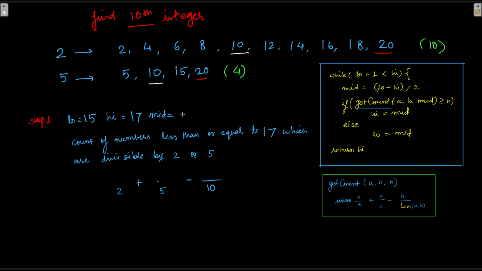So 17, and our new mid is going to be 16 this time. So 16 divided by 2, 16 divided by 5, 16 divided by 10. And the answer is going to be 8 plus 3 minus 1. That is 10. Is 10 greater than or equal to 10? Yes. That means our new high could be reassigned to the current mid, and the current mid is 16. So let us reassign high to 16.